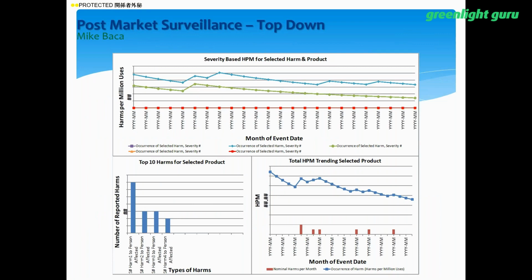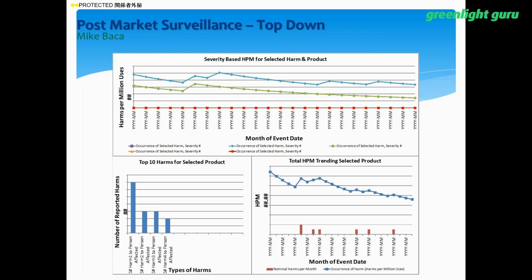Once you've done that, well, this is an actual chart of what we did in one of the businesses I was in. Obviously, the company information has been pulled out. What we used to do is monitor the severity of harm on harms per million for a selected product, and what that looked like over a period of time. And were those harms being experienced, in harms per million, in alignment with what our risk management file said it should be?